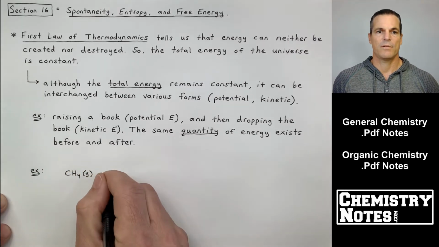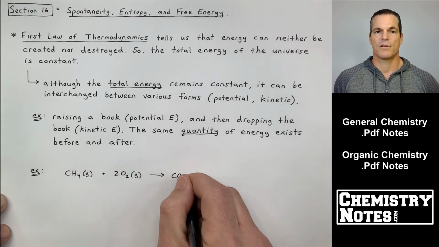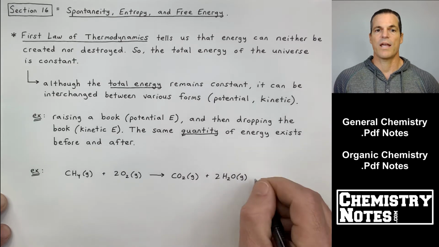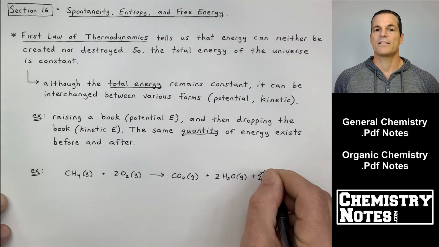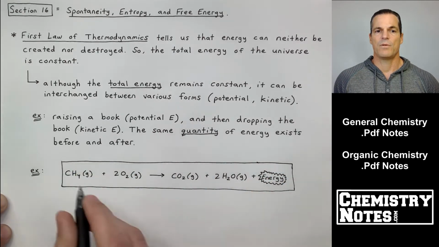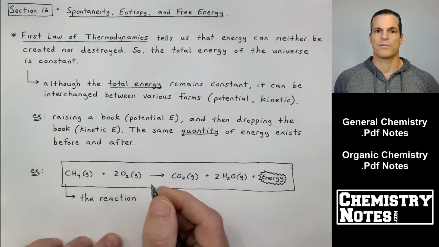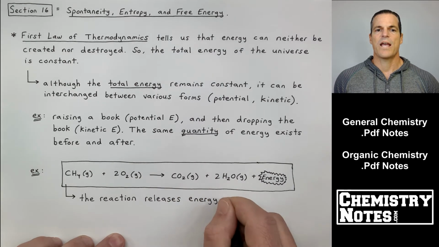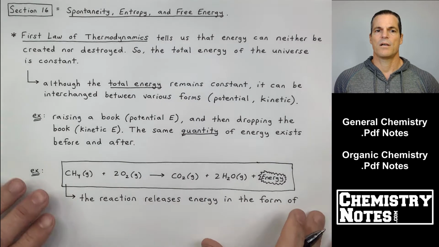Second example, and I will write a chemical reaction out here. This is the combustion of methane: CH4 gas plus 2O2 gas yields CO2 gas plus 2H2O plus energy released. Anytime you combust a carbon-hydrogen compound, it's going to be exothermic, so heat is released. The reaction releases energy in the form of heat.